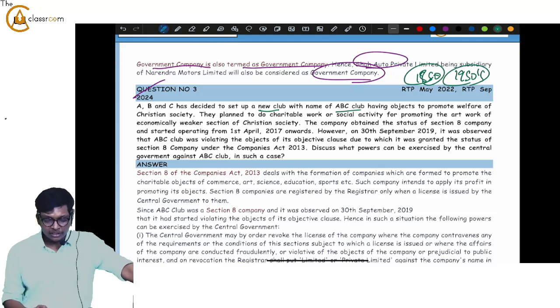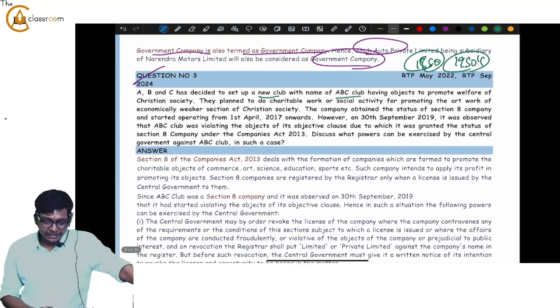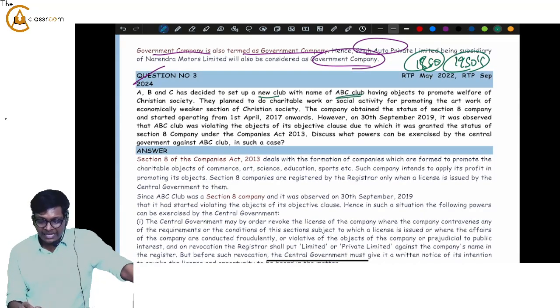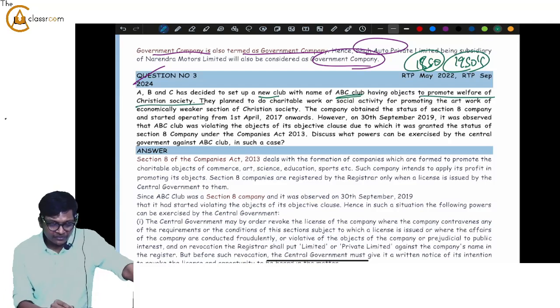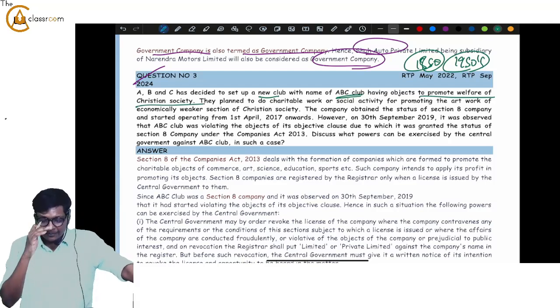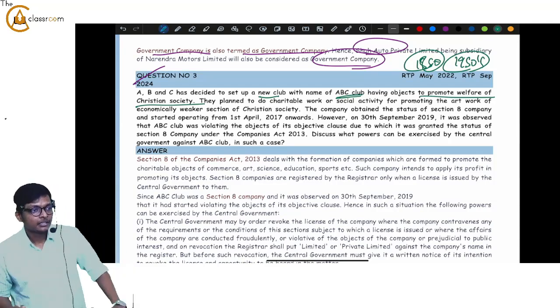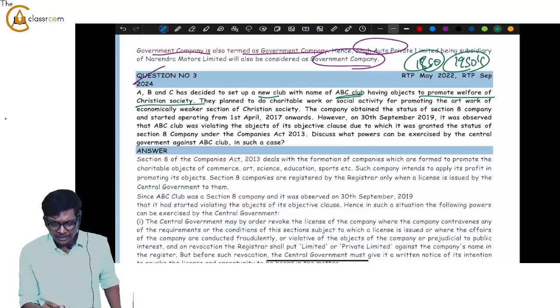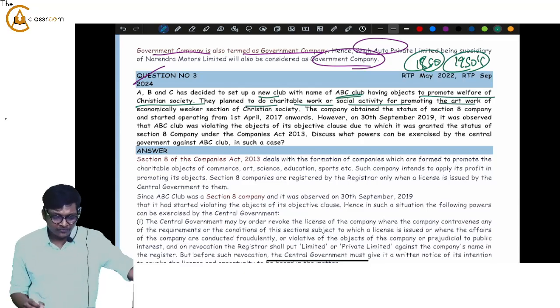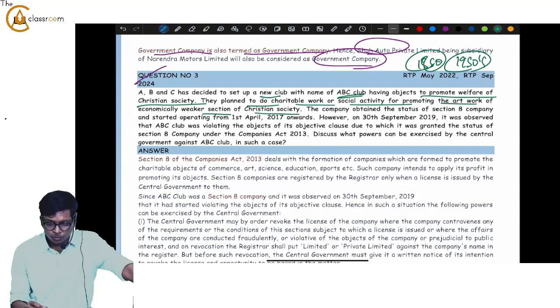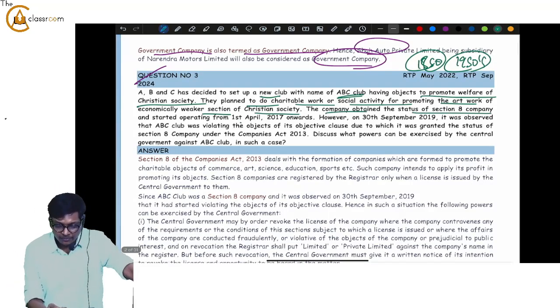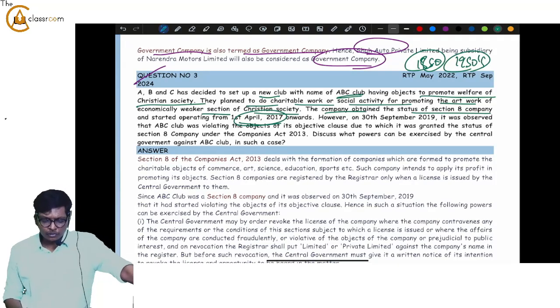Correct? Okay. Fine. ABC decided to set up a new club with the name of ABC Club, having objects to promote welfare of Christian society. Yes. What type of company is this? Section 8 company, charitable work. They plan to do charitable work, social activity for promoting art. Okay, okay, fine. Economically weaker section of Christian society, super. The company obtained status of Section 8 company, started operating from 1st April 2017.